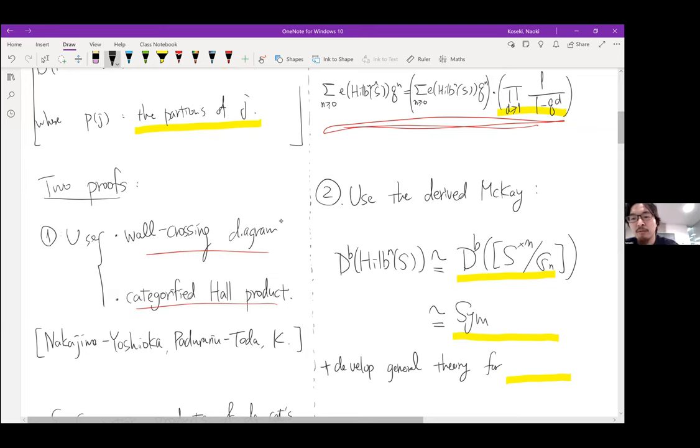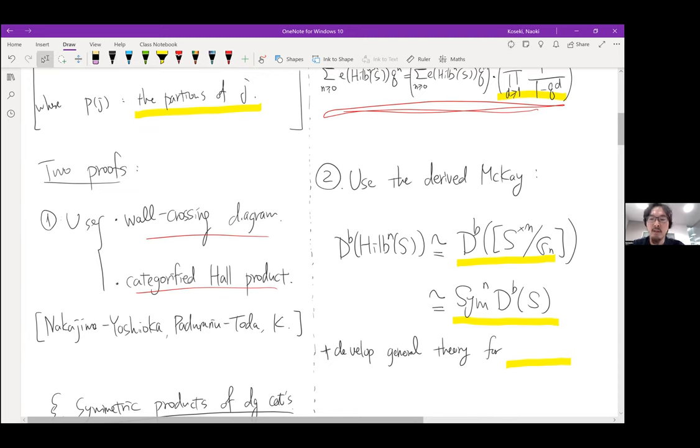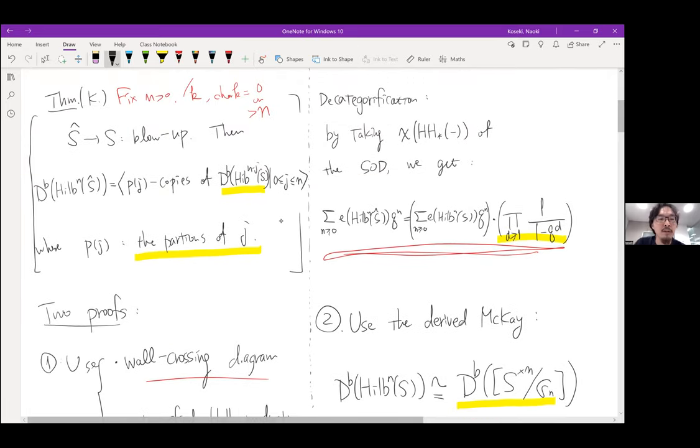this derived category of the quotient stack agrees with the so-called symmetric product of the derived category of S. And then using this observation of the derived McKay correspondence plus some development of general theory about symmetric products of DG categories, that gave me an alternative proof for the theorem about SOD for the Hilbert scheme on the blow-up.